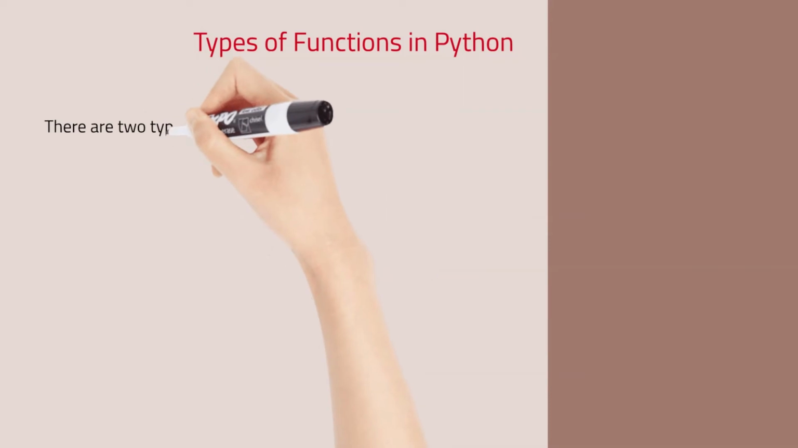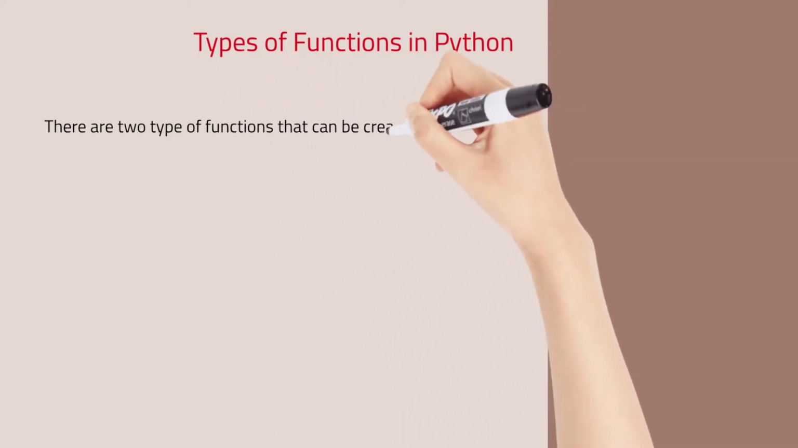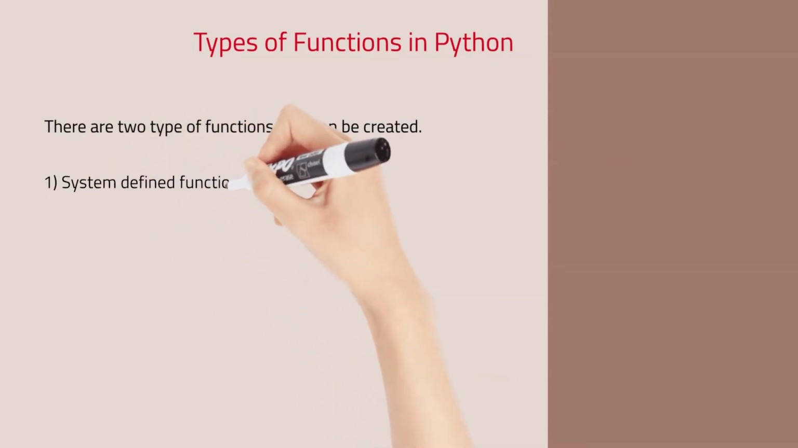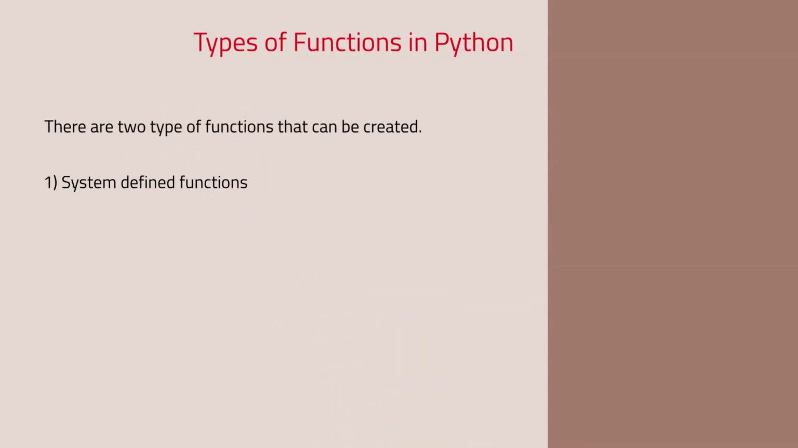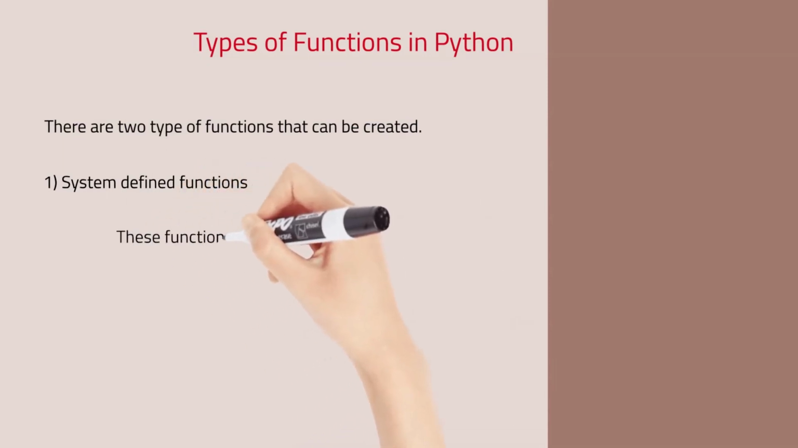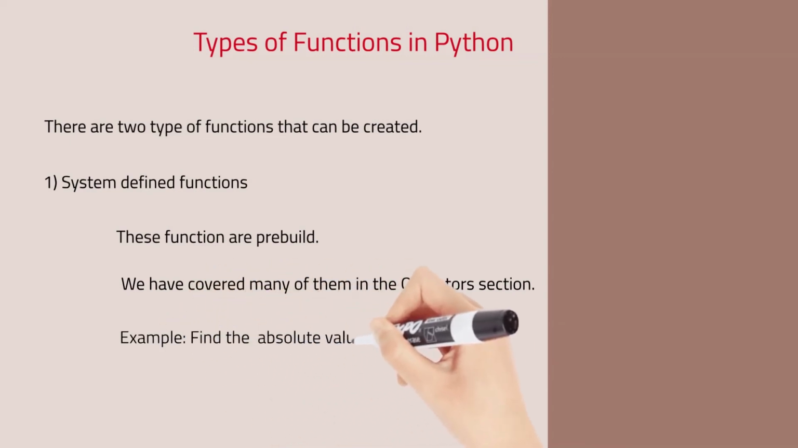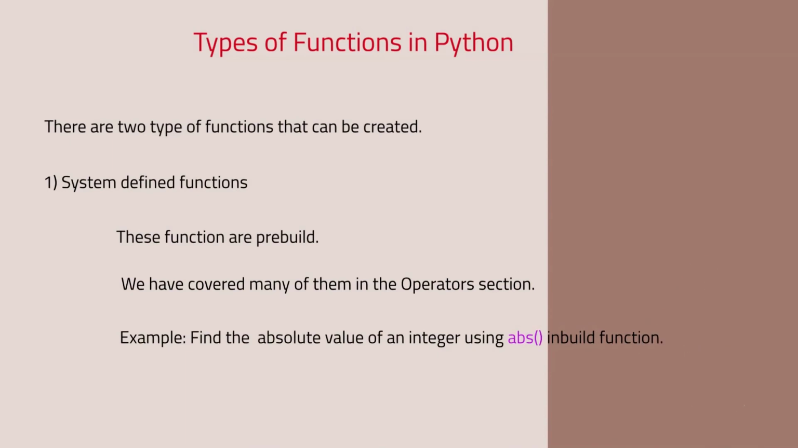Types of functions in Python. There are basically two types of functions in Python. First is the system-defined functions. These are pre-built functions which are present by default in Python. We have covered a lot of the inbuilt functions such as addition, subtraction and others as part of the operators section. For example, finding the absolute value of an integer using the ABS inbuilt function.